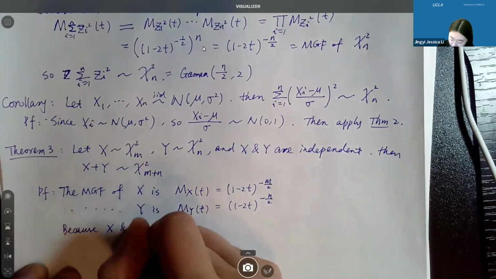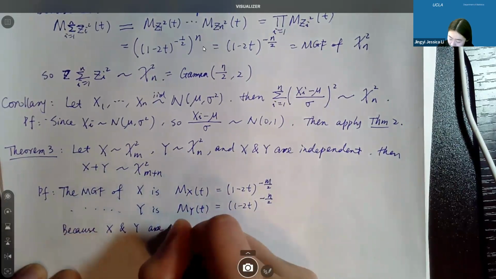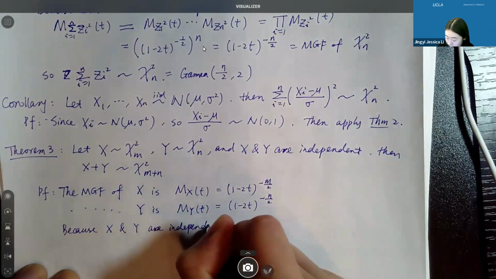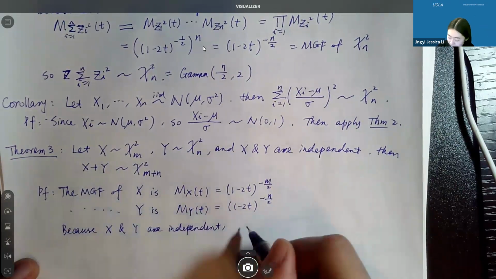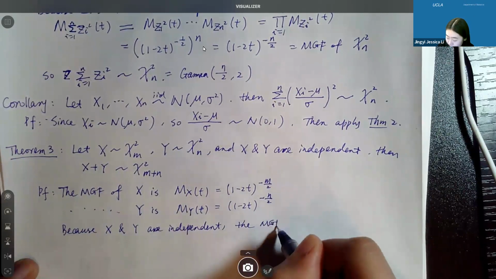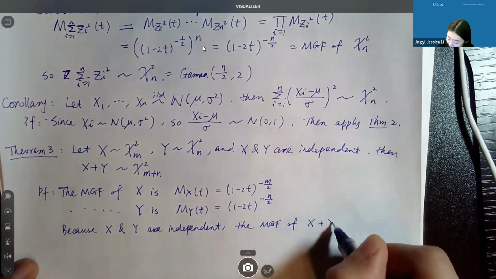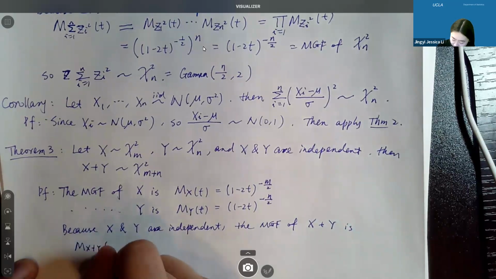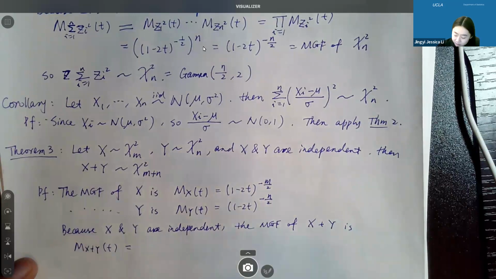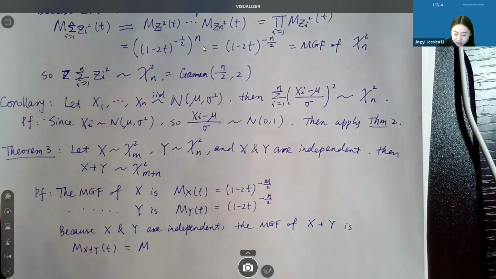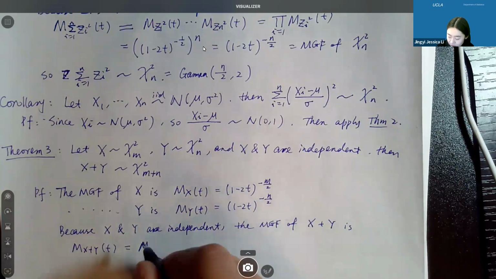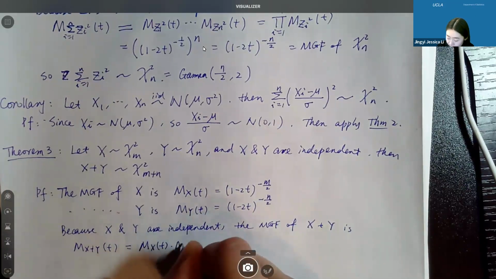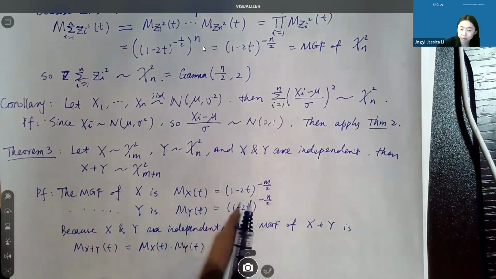Because X and Y are independent, we would have the MGF of X plus Y is M_{X+Y} at t. Again, use the property that when we take the sum and they're independent, then the MGF can be factorized by the product of their individual MGFs, M_X(t) times M_Y(t). Okay, and put them in.